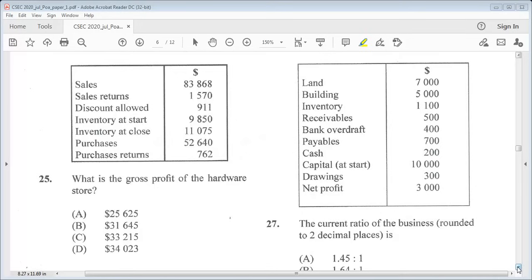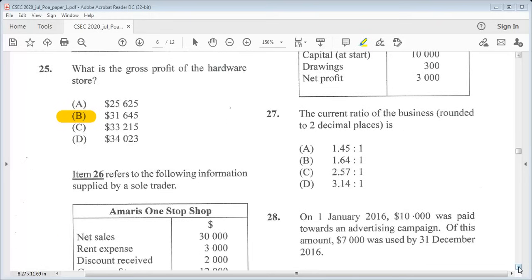Now, for us to find our gross profit, we will deduct our cost of goods sold from $1,645. So B would be your answer. So I walk you through how you should do it.